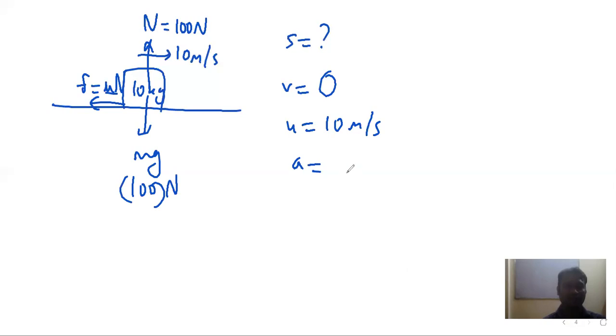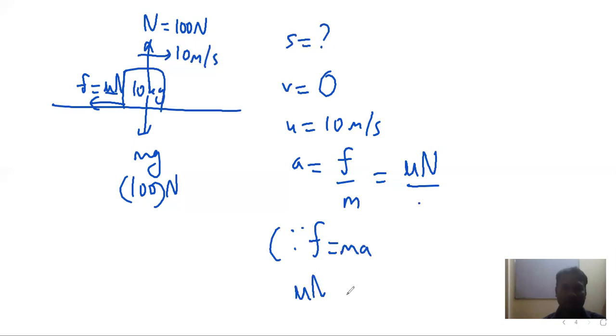So the retardation in this case will be the friction force upon mass. Friction is mu N, and force is mass into acceleration. So in the denominator we will have mass, because friction force is mass into acceleration. Mu N is mass into acceleration. That is the equation. So mu into the normal reaction, which is mg, upon mass m, so m cancels. So retardation is minus mu g.